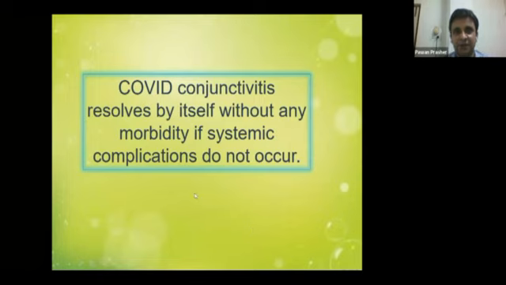So, in a nutshell, we must remember that by itself, COVID conjunctivitis would resolve without any morbidity if systemic complications do not occur, and in the meantime we should try to reassure the patient, treat the symptoms, and do as much as possible in educating the patient, so that there is no spread of the infection in the community.